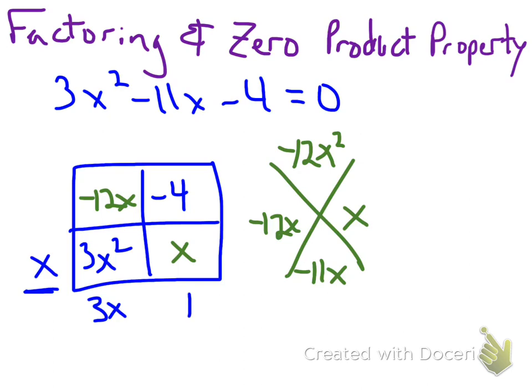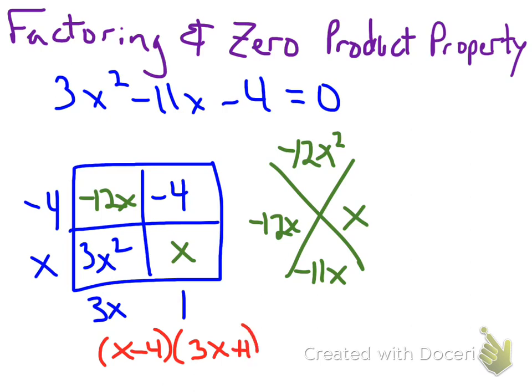X times 1 gives me that one. And 3x times negative 4 gives me my negative 12x. So now my factors are x minus 4, 3x plus 1. That is the same as this. It's just written in a different form. So it still equals 0.